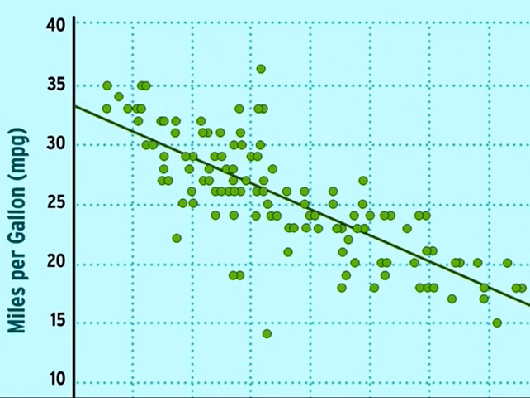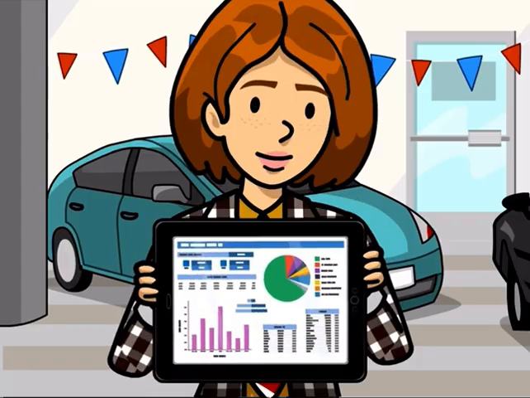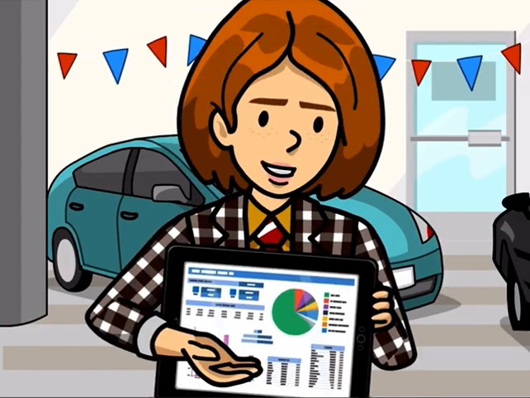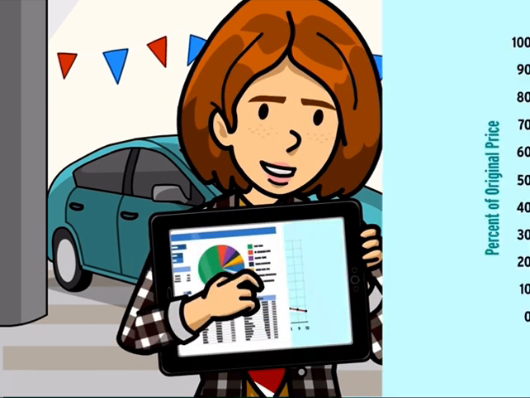But check out the red point. That's the Piranha. It's higher up than cars of similar weights, because it gets more miles out of each gallon of gas. All of these stats, power, popularity, and fuel efficiency, probably explain this next one.